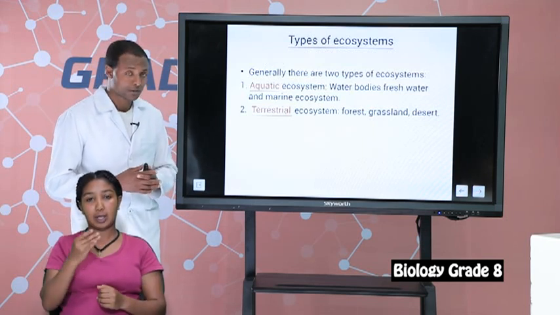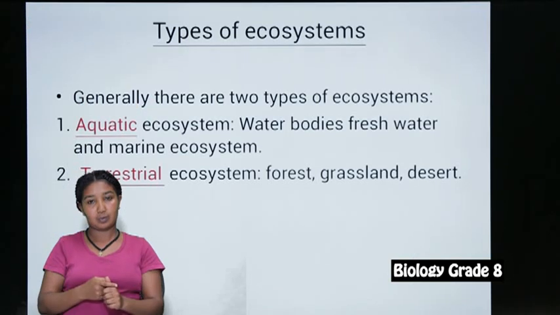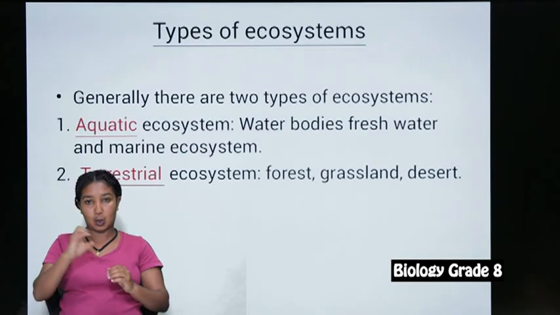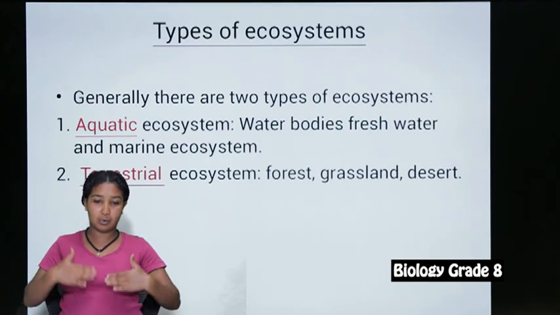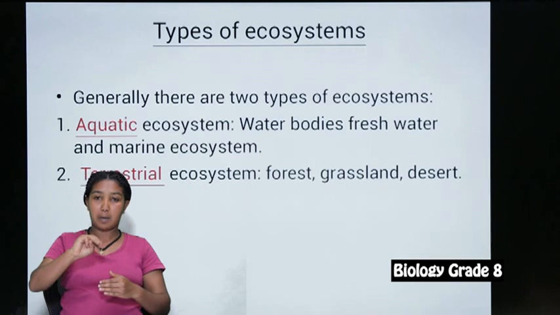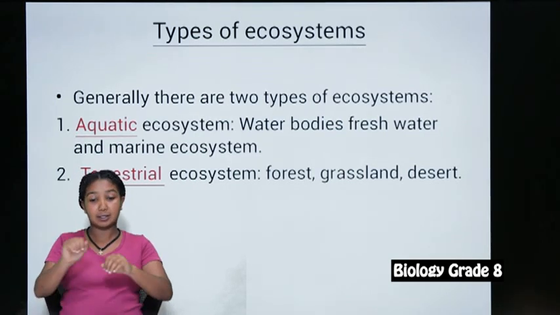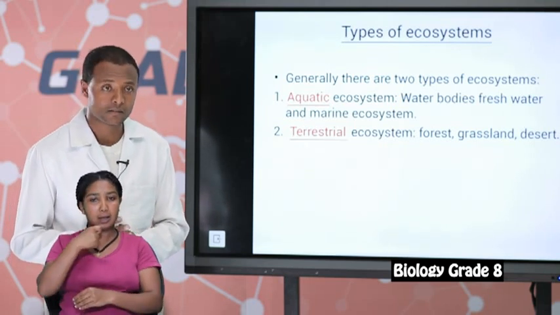The other is types of ecosystems. We classified ecosystems into two: aquatic ecosystems and terrestrial ecosystems. Aquatic ecosystem includes all water bodies, that is freshwater bodies, and the marine environment, that is the ocean. The terrestrial part of the ecosystem includes forest, grassland, desert, and others.